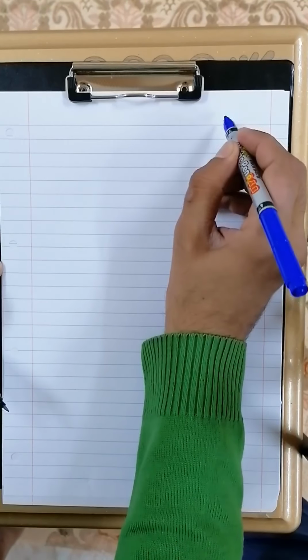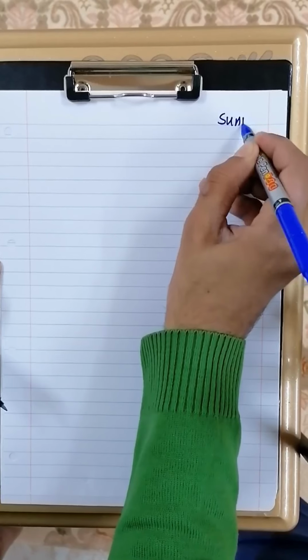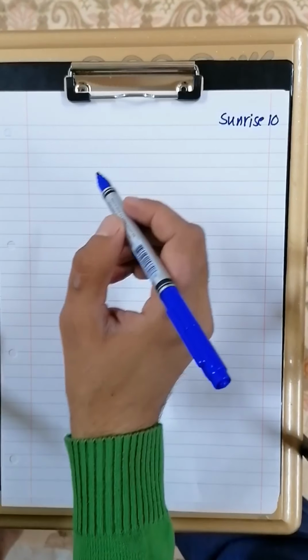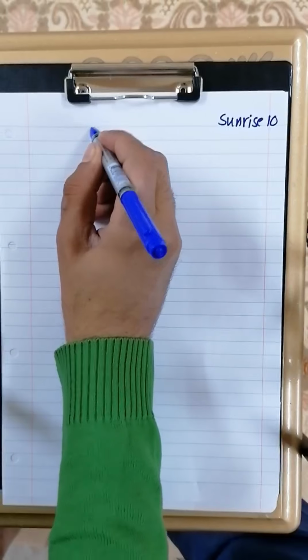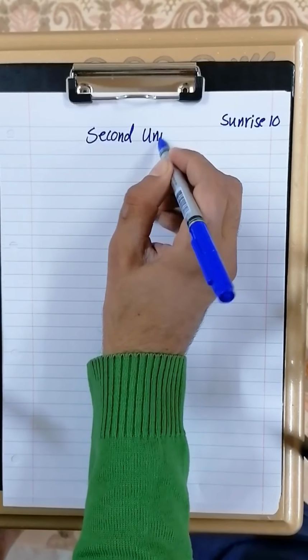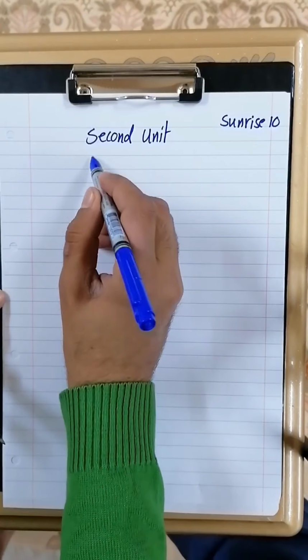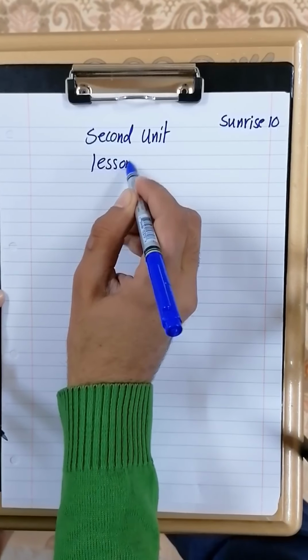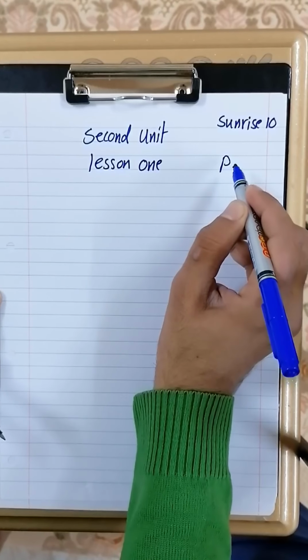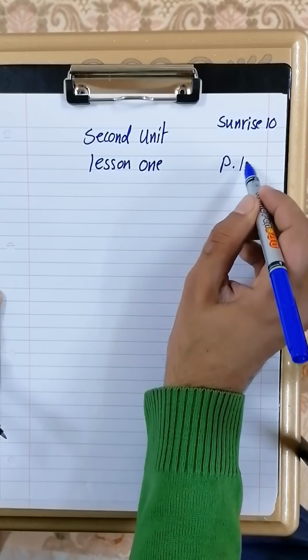Of course, we talk about something different today, Sunrise 10. We have finished the first unit. Now we start with the second unit, lesson 1, page 18.